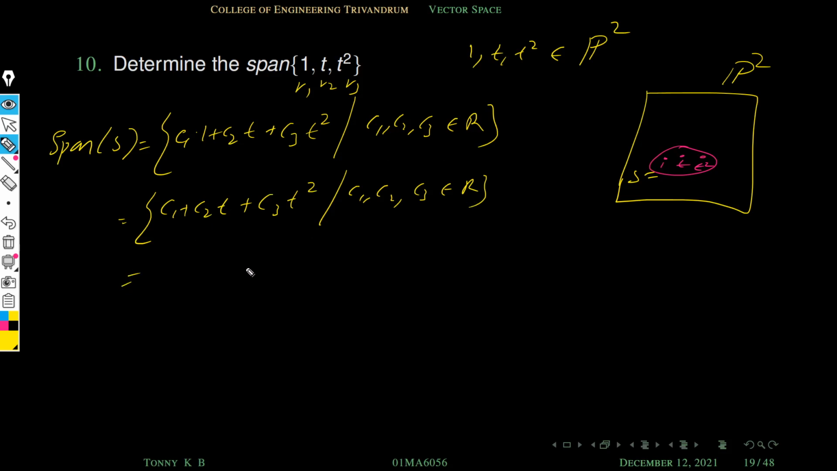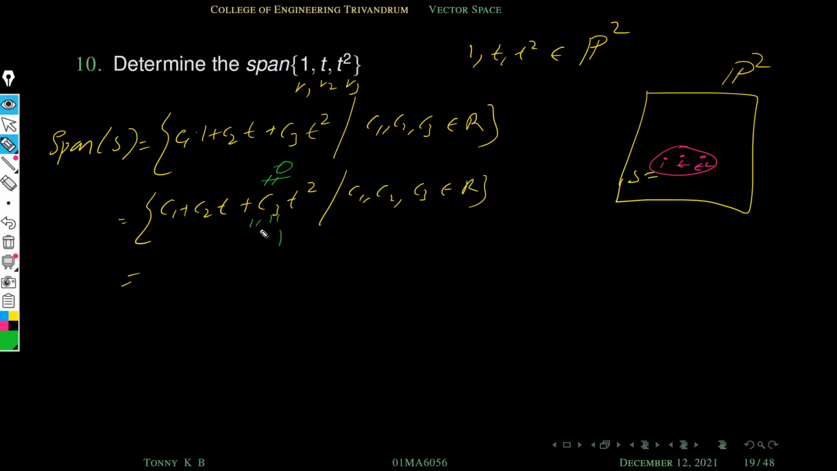So what about this collection? This collection contains the set of all polynomials up to degree 2, right? Because suppose you choose C3 equal to 0, then what happens? Then this collection contains all the first order polynomials, right? Similarly, if you keep our C3 equal to 1, then this collection contains the set of all second order polynomials. Similarly, you can generate everything.